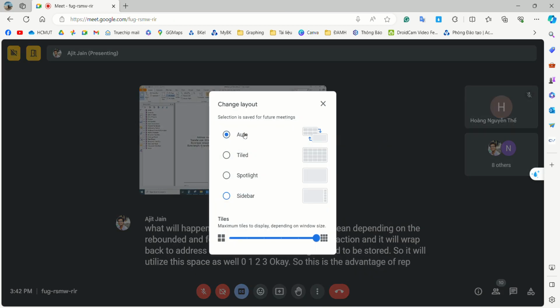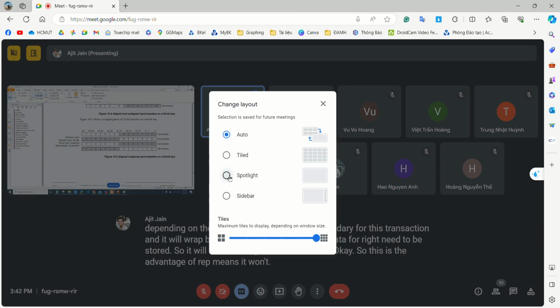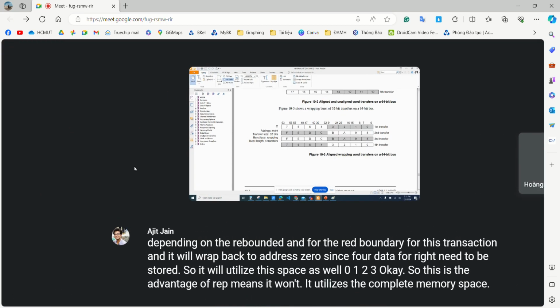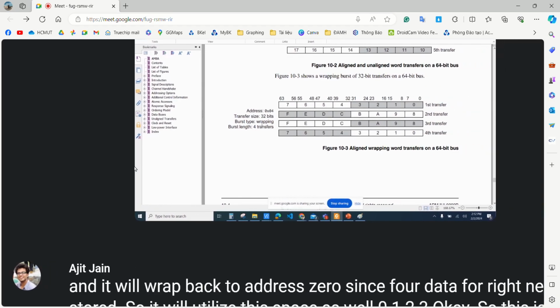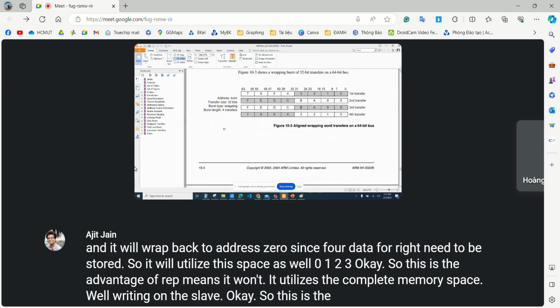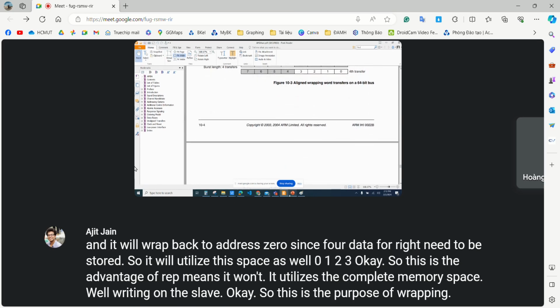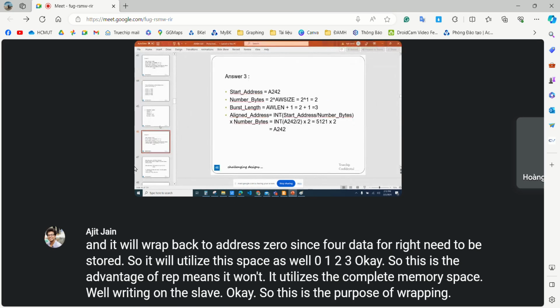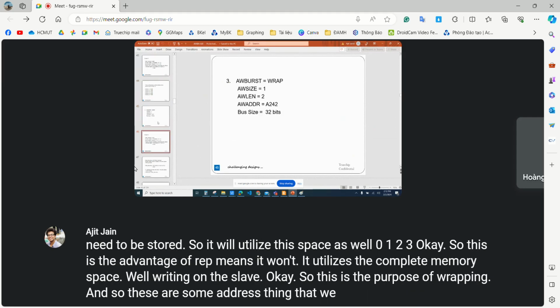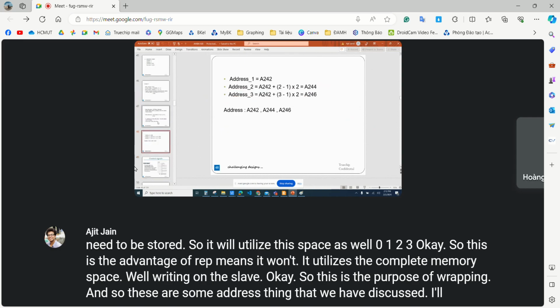Okay, so this is the advantage of wrap. It means it utilizes the complete memory space while writing on the slave. Okay, so this is the purpose of wrapping. And so these are some address things that we have discussed. I'll share this spec with you.